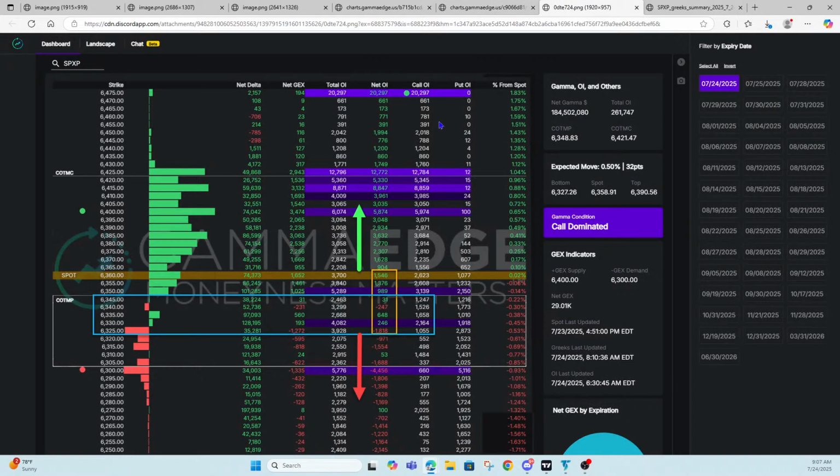Moving on to SPXP 0DTE, this is what we're getting into our game plan for today. Again, call dominated above and below spot price, net GEX at 29,000. Not extreme, but in the bullish camp of a positive gamma here. Expected move 0.5%, so really not an increase in volatility, only 32 points. So again, just within the overall expected move within the range, 0.5% would be up towards 6,400.